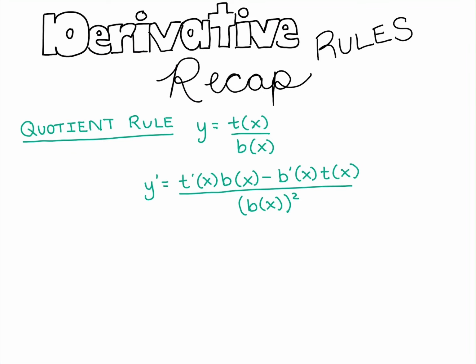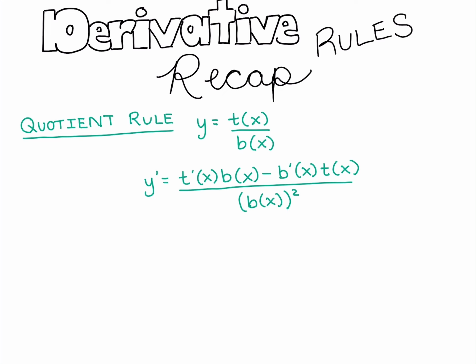Let's review the quotient rule. Definitely one of the longest derivative rules. So we are looking to use this only if we have x's in the top and the bottom. So if we have something like f of x equals x squared over 4, this is not a quotient rule.